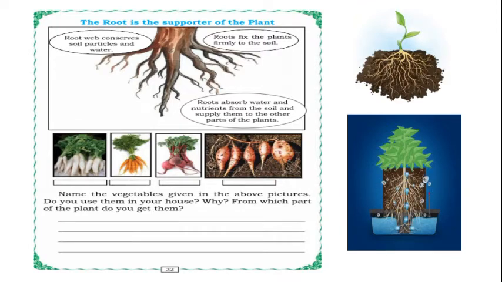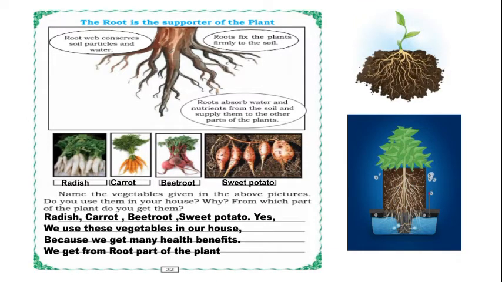Okay. Next, name the vegetables given in the above pictures. Do you use them in your house? From which part of the plant do you get them? So here some vegetable pictures are there. We have to write the names. Okay, so first one is radish, carrot, beetroot and sweet potato. So these are parts of the plant, and we can say these are root vegetables. These vegetables grow under the ground. So these vegetables are also called root vegetables.